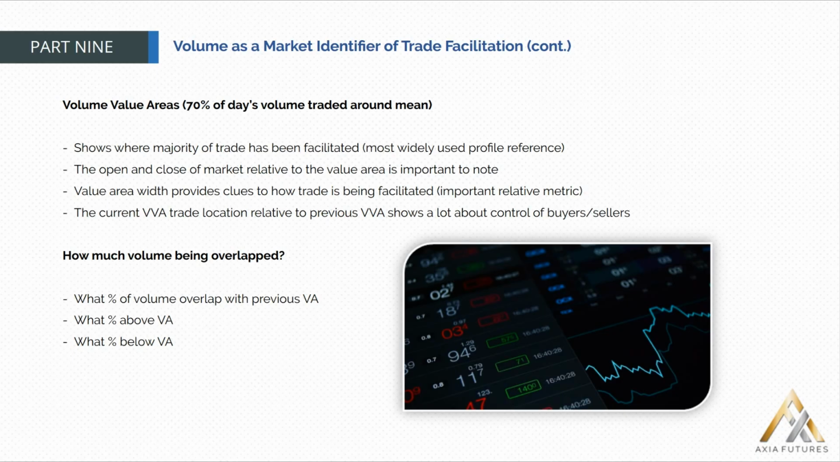And remember, when there's a pickup in volatility, this equals opportunity. That's why we keep this metric with us, and that's why we can develop some unique strategies, just understanding the current range or the current average range of the value area. Then, the current value area trade location relative to its previous value area, or the previous day's value area, shows a lot about the control of buyers and sellers.